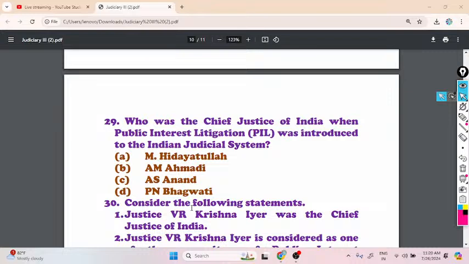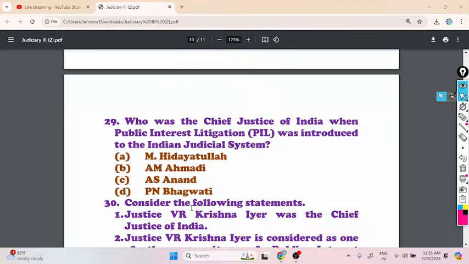Next question 29. Who was the Chief Justice of India when public interest litigation was introduced to the Indian judicial system? Public interest litigation, or PIL, is also known as social action litigation or class action litigation. PIL is an innovation in judicial process brought to India in the 1980s. It dilutes the traditional mode of approaching the judiciary. It made it easy for a common man to approach the judiciary. But remember, PIL will only focus on public related cases, not personal cases.